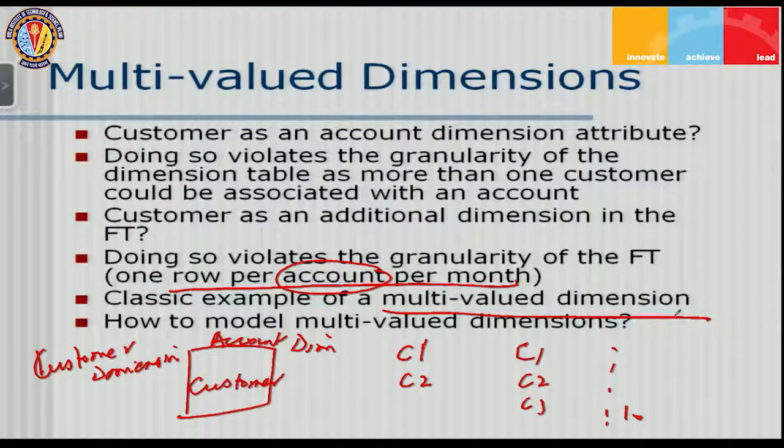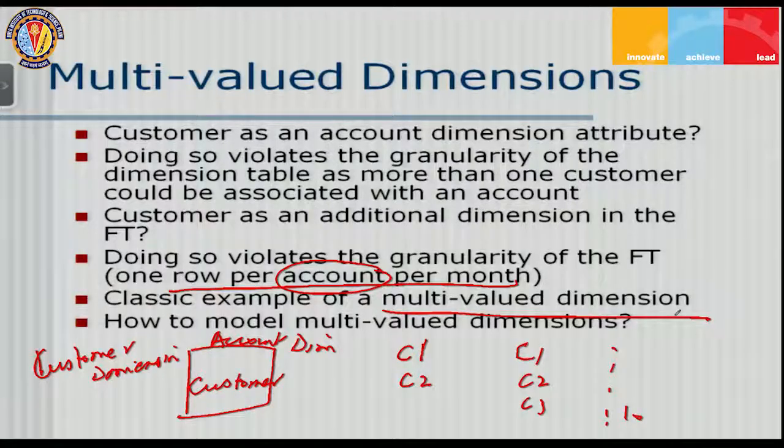I have discussed two possible solutions with you in this slide. One is that I try to model it as an attribute in the account dimension, but that is not scalable, because you don't know which account would have how many customers associated with it. That is the problem with that. And if I model it as a customer dimension, then the fact table is at a much coarser granularity, that is an account, right? So I cannot have a customer dimension which directly talks to the fact table.